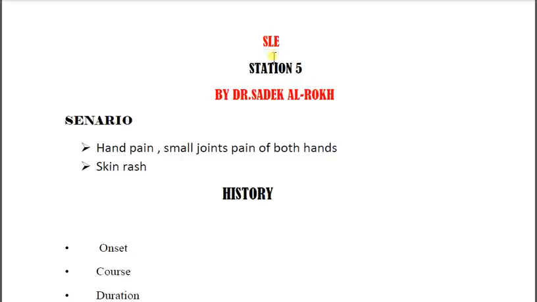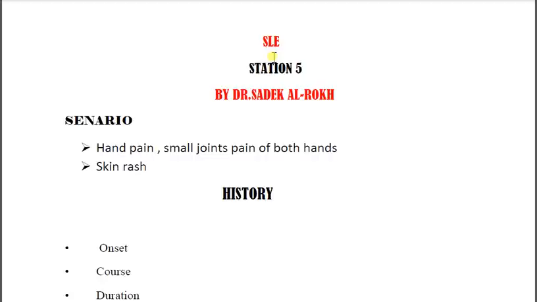Assalamu alaikum warahmatullah. Today we are going to discuss how to approach a case of SLE, Station 5 in the MRCP PACES exam, which is a very frequent and common case in the exam. As we know, Station 5 is 10 minutes, 8 minutes with the patient and 2 minutes with the examiner.